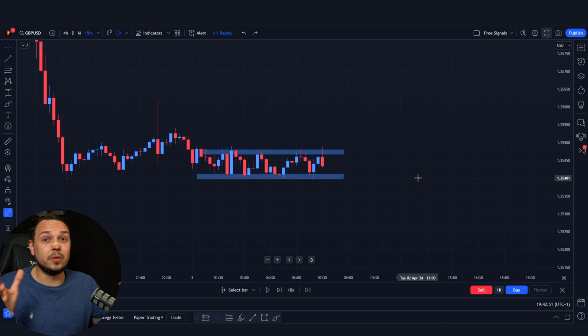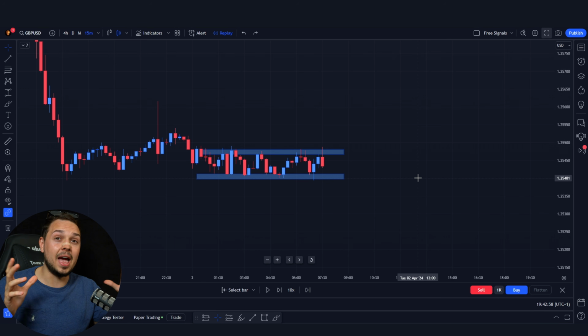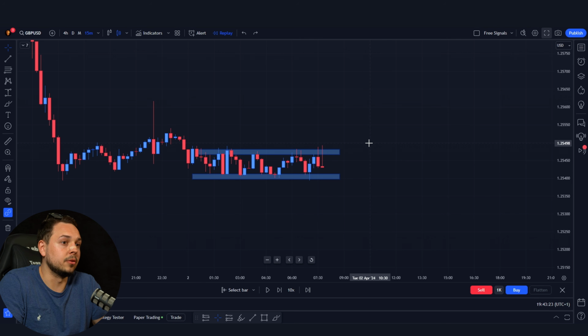So what we want is the market to break one of the respective price levels, whether it's the top or bottom, so we can catch a trend early. In this example, we can see that the market candlestick has broken our respected level. This is now a confirmed breakout.